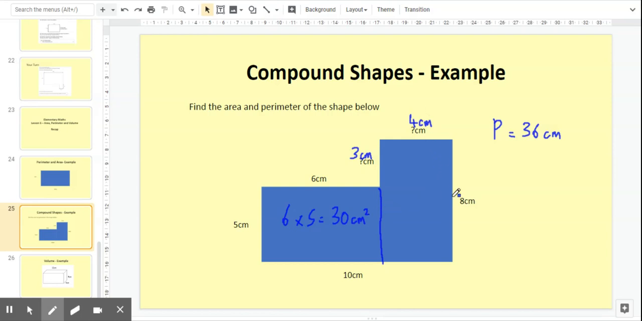And over here, it's going to be 4 times 8, which is going to give me 32 centimeters squared. I then just have to add those 2 together to give me the total area. So the area is going to be equal to 30 plus 32, 62 centimeters squared.